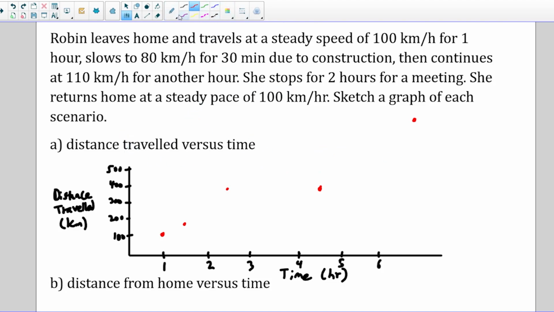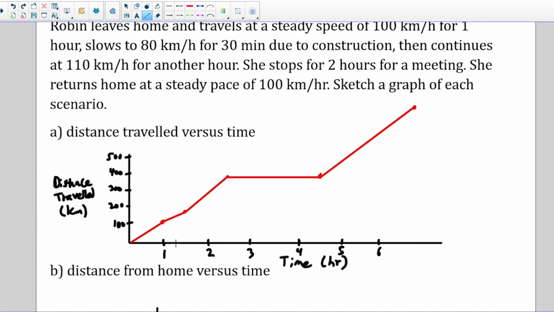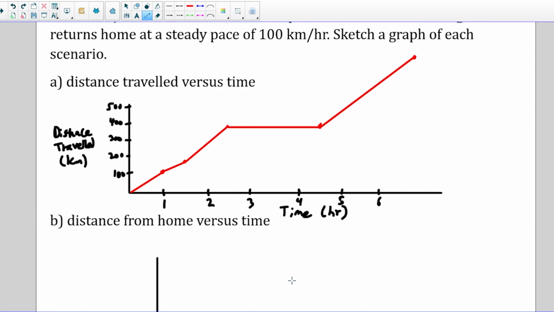So what I'm going to do is I'm going to go ahead and connect each of these points with a straight line. We can start off with one there. You can see it's a little less steep. We'll go up a little bit steeper. This is a flat line because she doesn't move anywhere. And then we're gonna go towards home. So in a distance traveled versus time graph, this is what it would look like. Note that because it's distance traveled, our graph will not come back down.